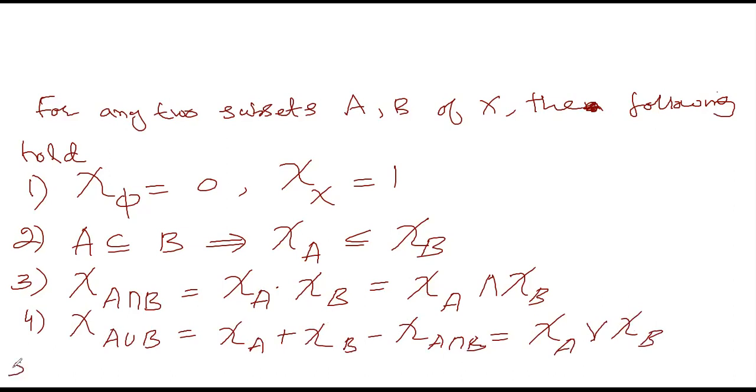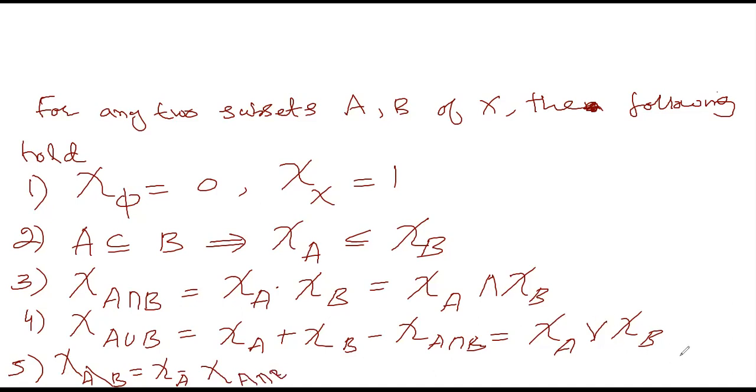And the fifth property is the chi of difference. Chi of A minus B is equal to chi of A minus chi of B, sorry, it's chi of A minus chi of A intersection B.